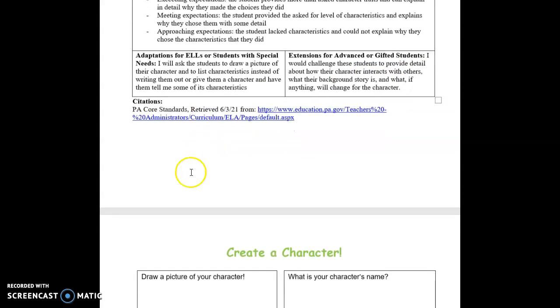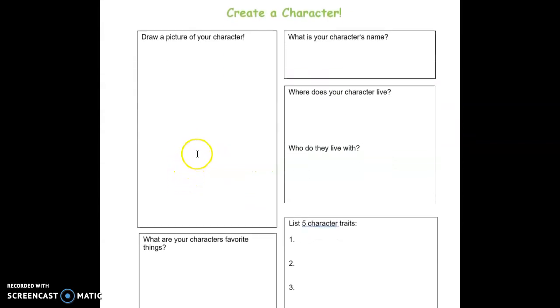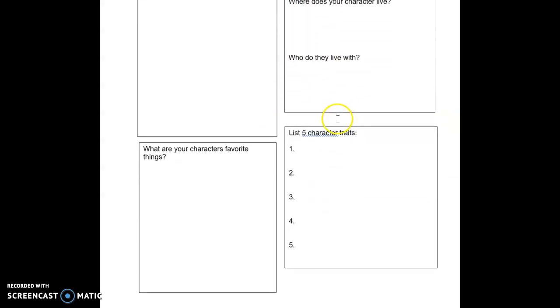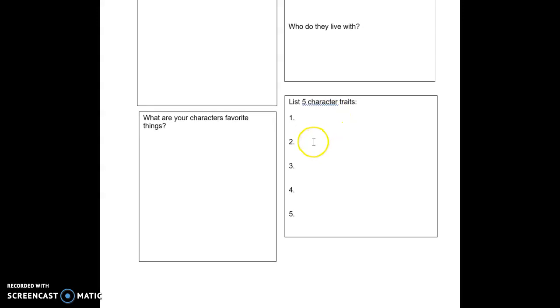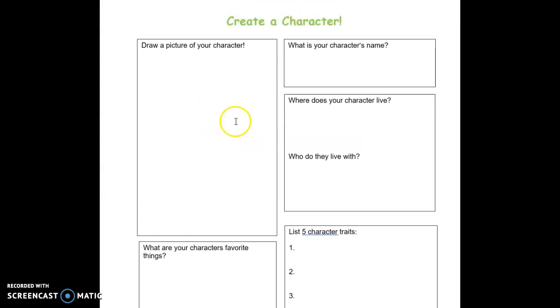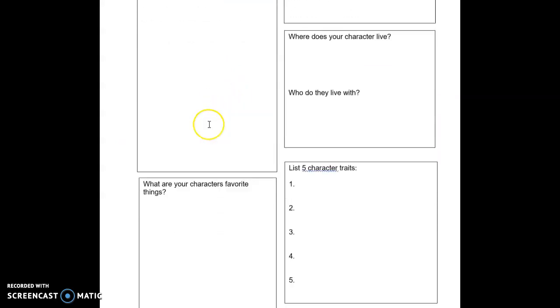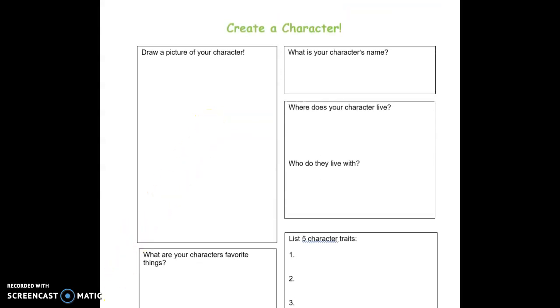My citations for the standards, and then I created this create a character worksheet where they would draw their character, name the character, where does the character live, who do they live with, 5 characteristic traits. This can be personality or outward appearance wise, but I would hope and I would ask them to maybe do more things personality wise because I can see the outward appearance of their character in the drawing. And lastly, what are their characters' favorite things to do? So that is my lesson on creating a character.